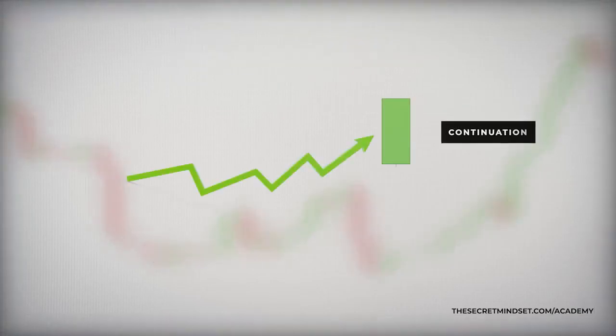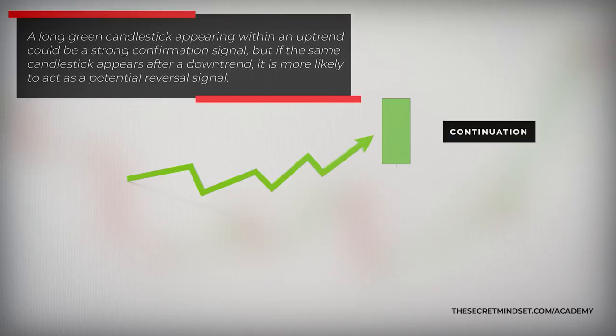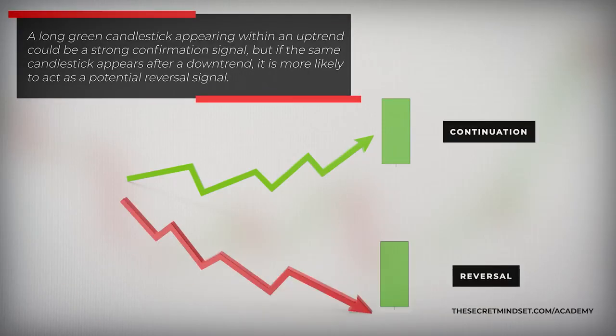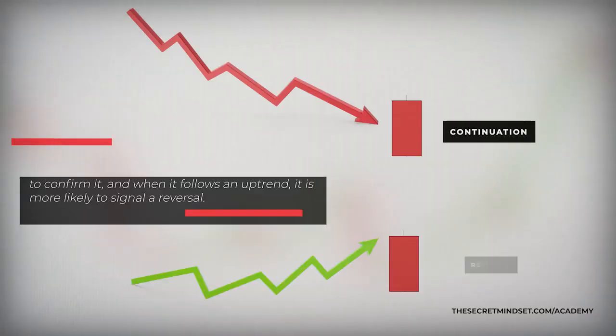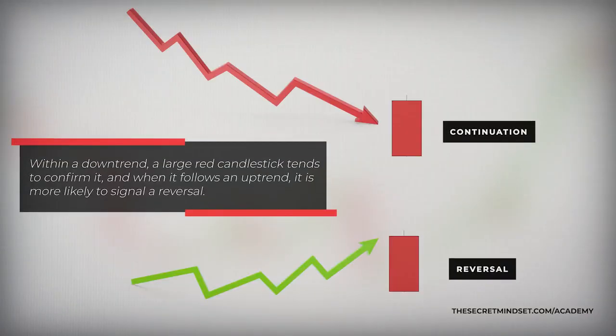For example, a long green candlestick appearing within an uptrend could be a strong confirmation signal, but if the same candlestick appears after a downtrend, it's more likely to act as a potential reversal signal. The same is true for long red candlesticks. Within a downtrend, it tends to confirm it, and when it follows an uptrend, it's more likely to signal a reversal.